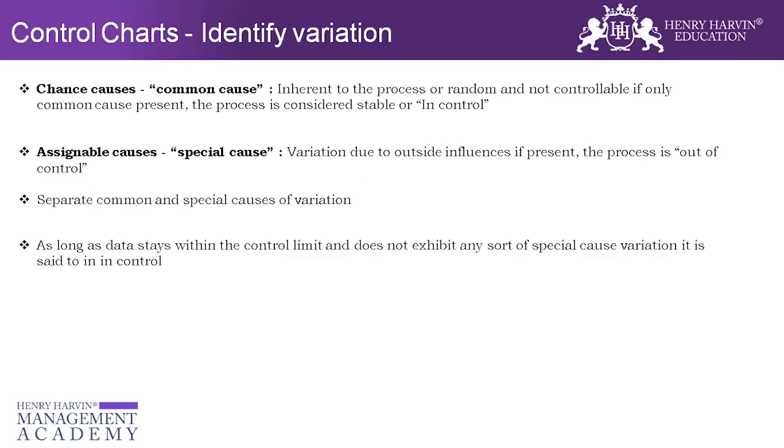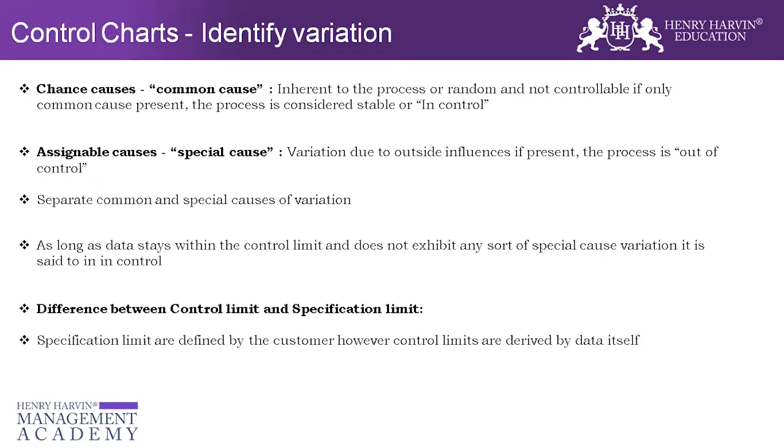Now let's understand what is the difference between control limit and the specification. Specification limits are defined by the customer. We know that there is an upper specification limit and a lower specification limit, which is defined by the customer itself. The customer says, I want these services between, let's say, 15 centimeter to 20 centimeter. I want the product to be between 15 centimeter to 20 centimeter.